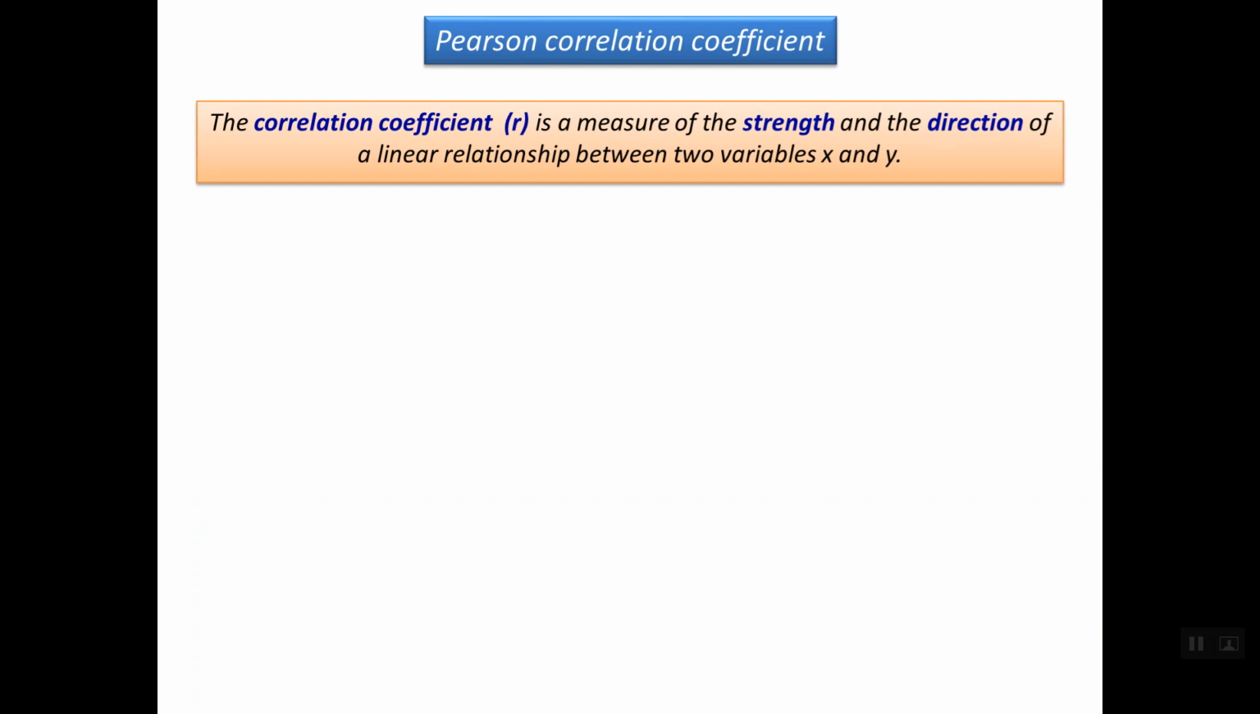First of all, the definition of the Pearson correlation coefficient, which is abbreviated by small r. It is simply a measure for two things. First, it is a measure for the strength and the direction of a linear relationship between two variables x and y. And of course, one of the two variables is considered as the independent variable, and the other is called the dependent variable.